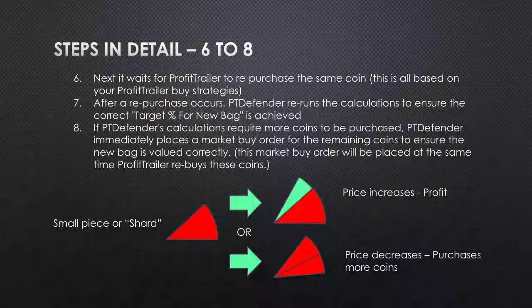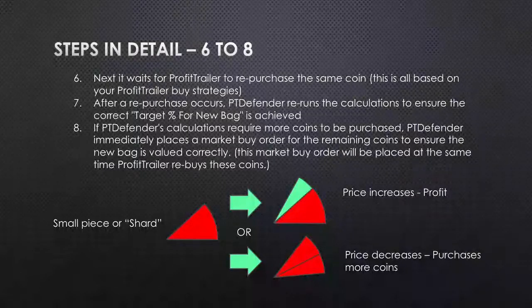This is all based on your buy strategies. Again, it's very important to understand that PT is still doing all the buying and selling at this point. The only thing that's done by PTD is calculating how many coins it needs to buy to get you within that smaller shard or bag portion to a range that is possible for the market to get out of. So it's getting you back within minus 1% to get back into profitability.